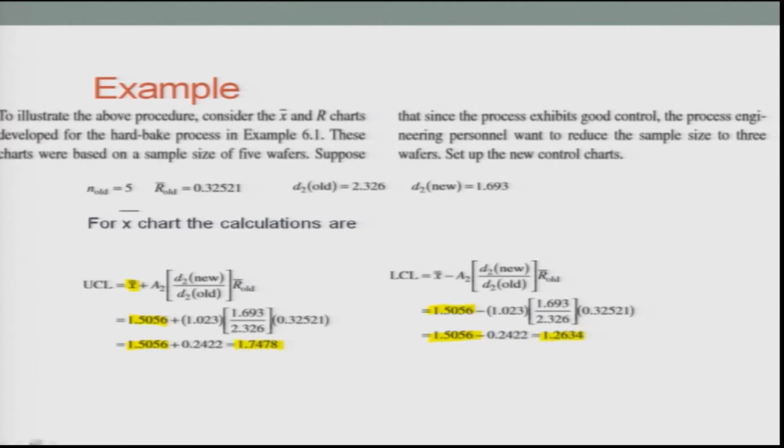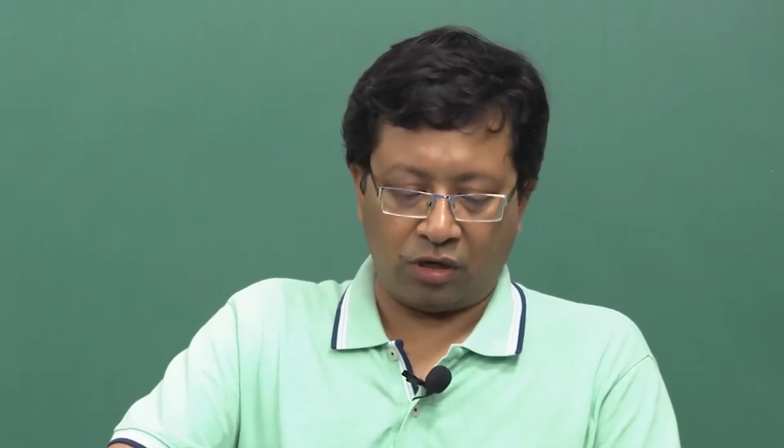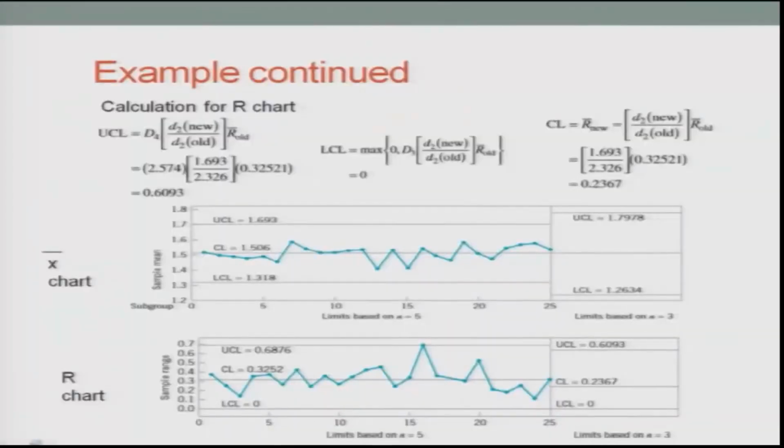So, when you are considering the change from n old to n new, from n1 to n2, you will have to recalculate the upper control and the lower control limits, and find out how the points are now fluctuating within the changed LCL and UCL. Now, let us consider the next step. Obviously, you have to calculate the R bar values. So, R bar will change, and the upper control would change.